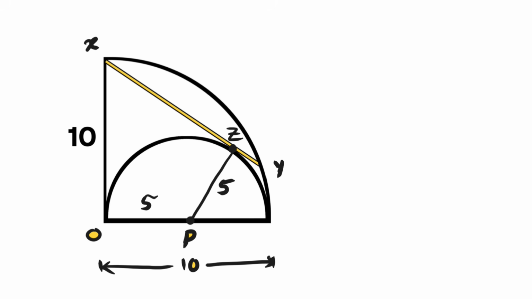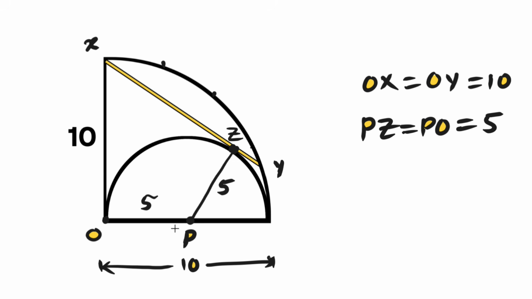Now let's begin the actual calculation. Since O is the center of the quarter circle and its radius is 10 units, every point on the quarter circle is 10 units from O. Therefore, OX equals OY equals 10 units. Next, because the diameter of the smaller semicircle is 10 units, its radius is 10 divided by 2, which is 5 units. Therefore, PZ equals PO equals 5 units.